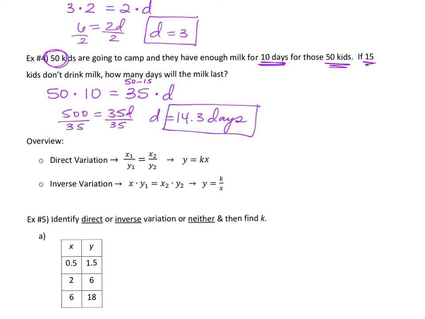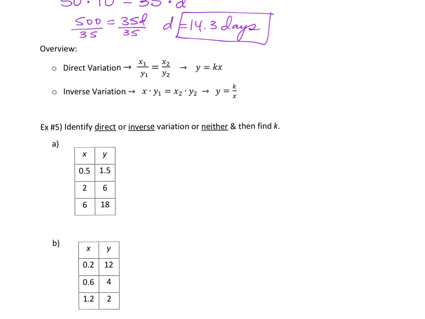Okay, so here's the overview. For direct variation, we're setting up proportions, right? It came from this equation. For inverse variation, we are setting up products. Okay, so this is products. This is proportions.